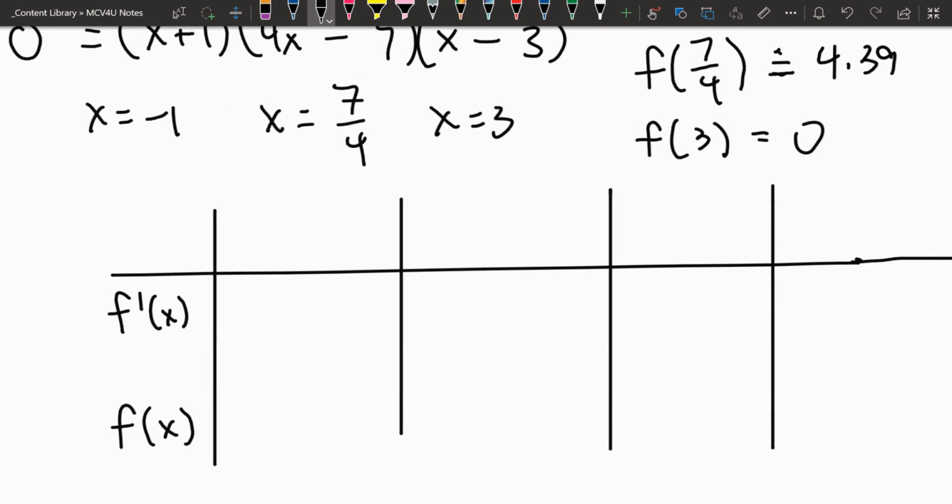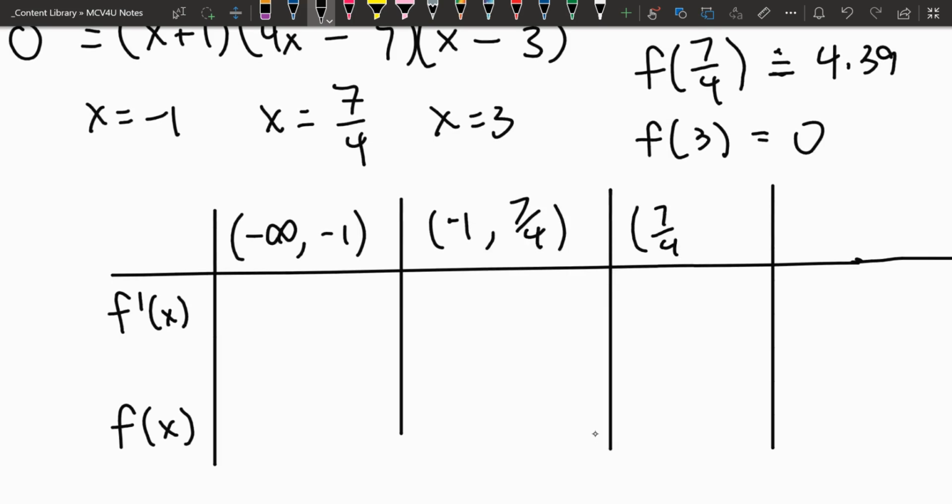Remember the derivative, the sign of the derivative tells us whether f of x is increasing or decreasing. So my first interval is going to be from negative infinity to negative 1. The second interval will be from negative 1 to 7 quarters. The next interval will be 7 quarters to 3, and then my last interval will be from 3 to infinity. Okay, and this is in interval notation.